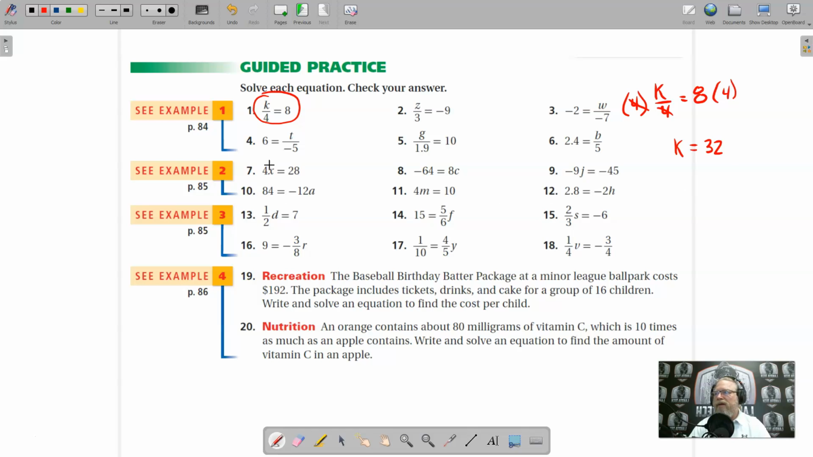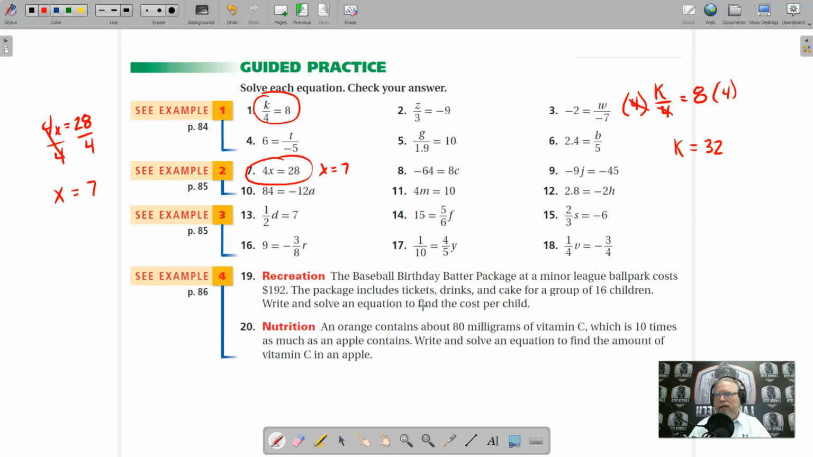Looking for one using division. Let's do the 4x equals 28. 4 is tied to the x through multiplication. The opposite operation is division. Every fraction is a division problem. We're going to divide by the very number we wish to get rid of, which is 4. And what we do to one side, we're going to do to the other. The 4's cancel each other, leaving us with x, and 28 divided by 4 is 7. So therefore, x equals 7.